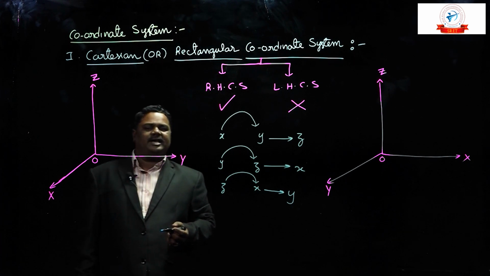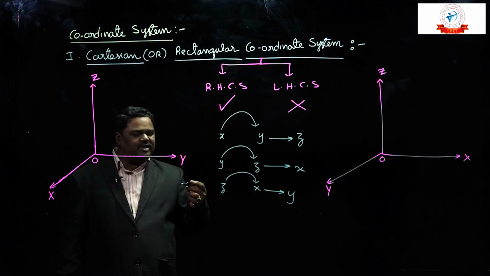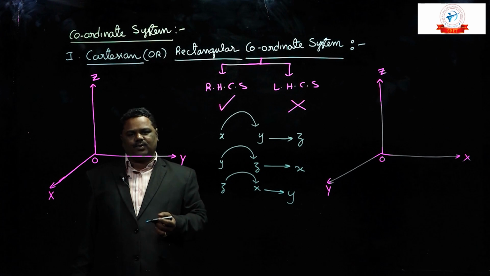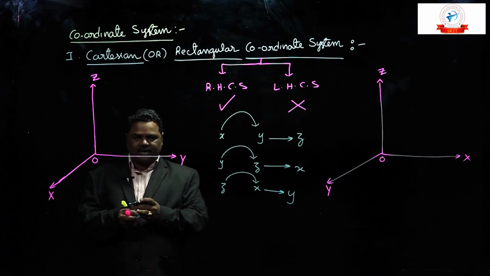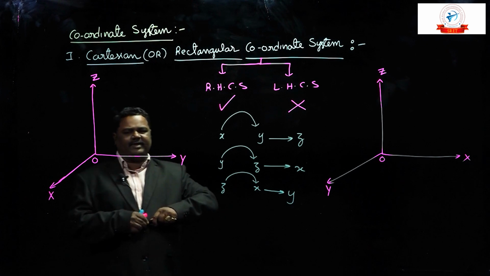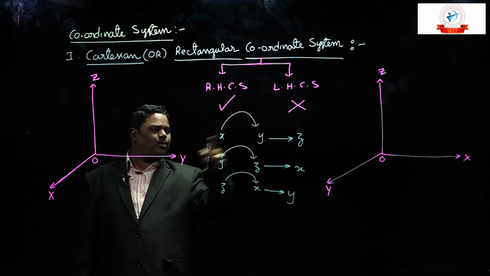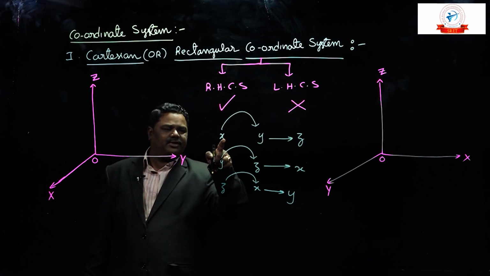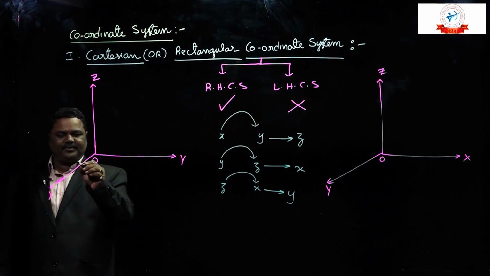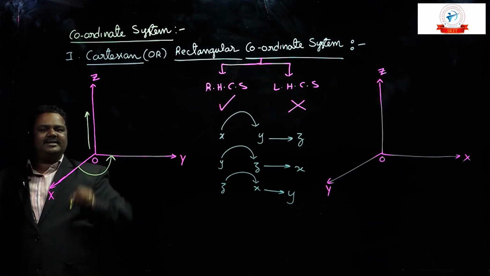Let us verify these two diagrams. Which coordinate system do they come under? Are they left-handed or right-handed coordinate systems, and which is the valid one? I am going to verify the first principle for both diagrams. X to Y rotation should indicate the Z direction. I do the same thing here: X to Y rotation should indicate the Z direction.